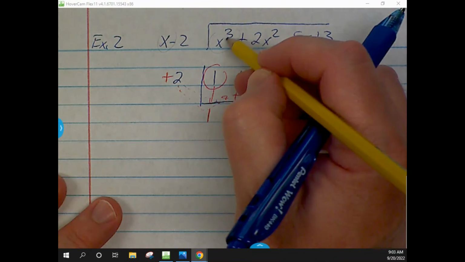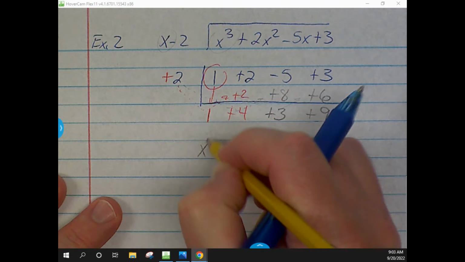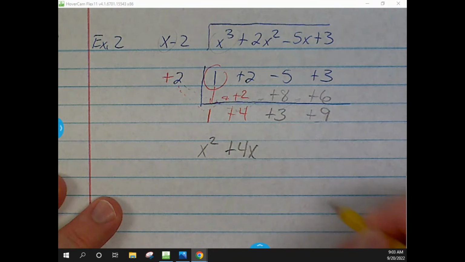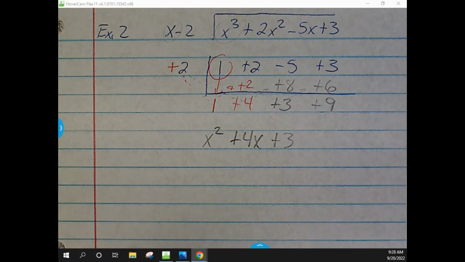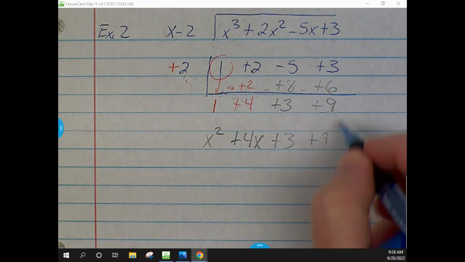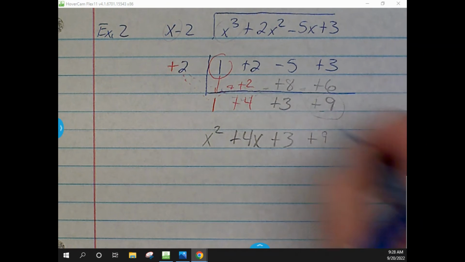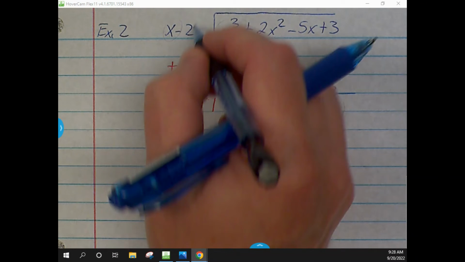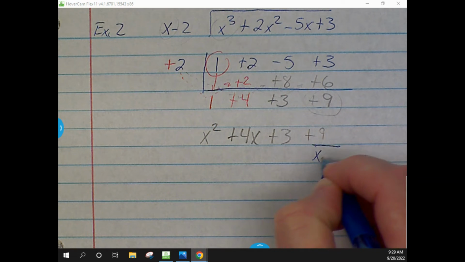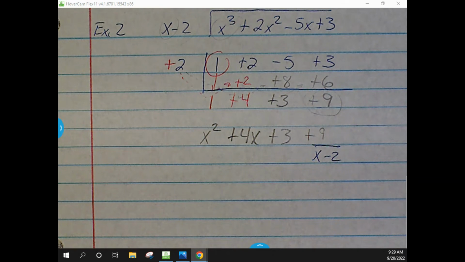So instead of with x to the third, this one's going to start with x squared, 4x plus 3. Okay, and then the last piece of it here, we got the 9, so we'll do a plus 9. Again, the last number is always your remainder, and you're going to put that over whatever you're divided by. So that'll be over x minus 2.